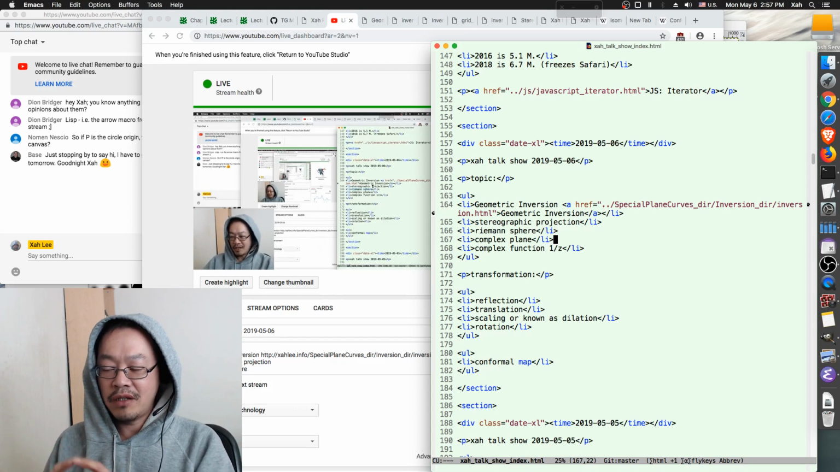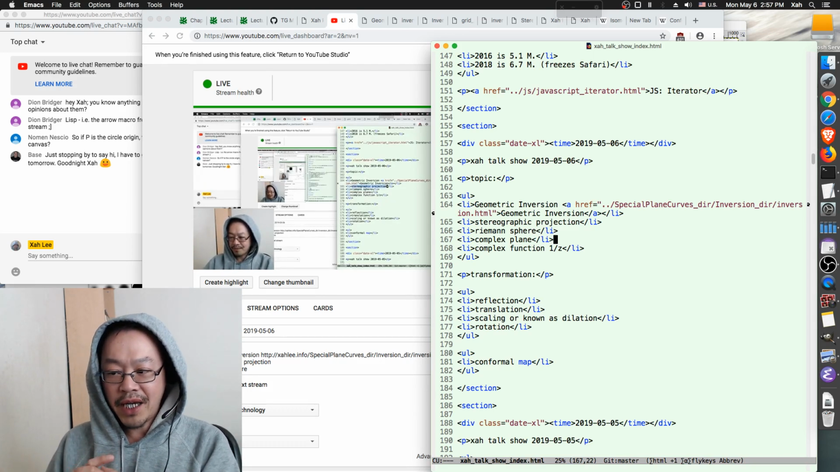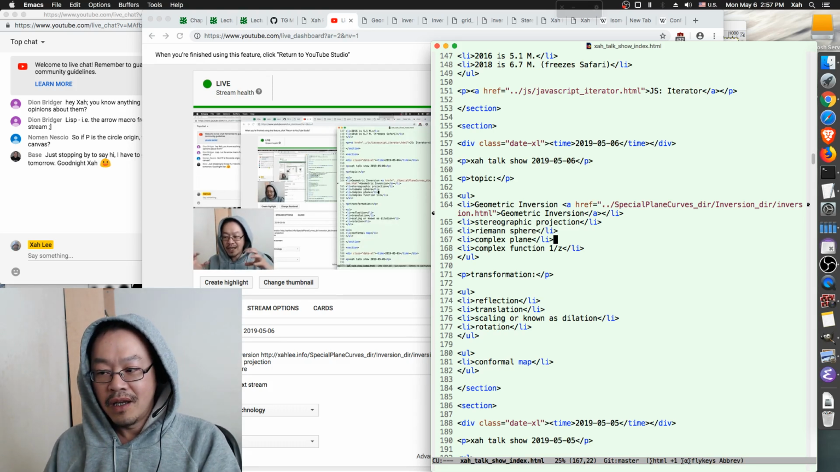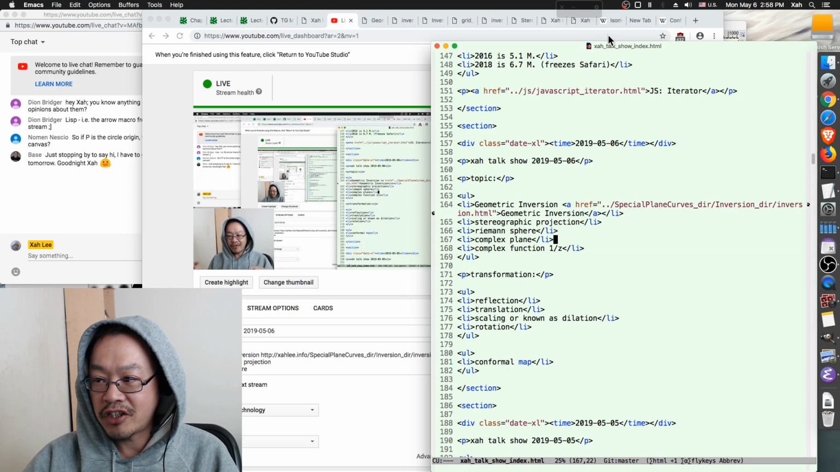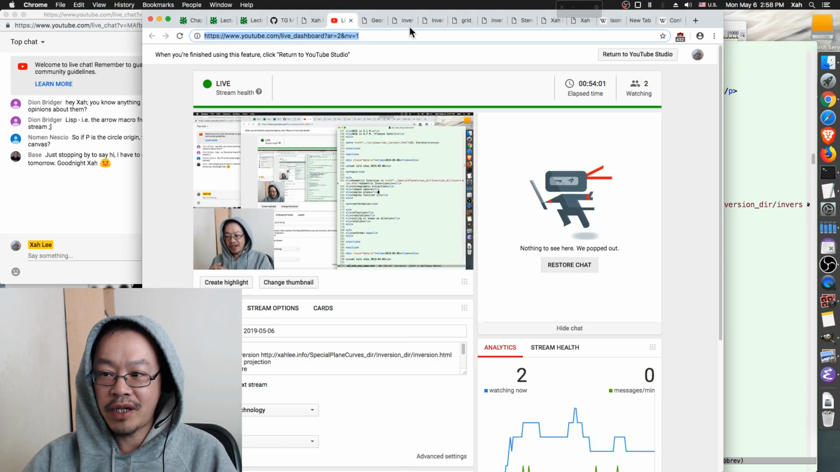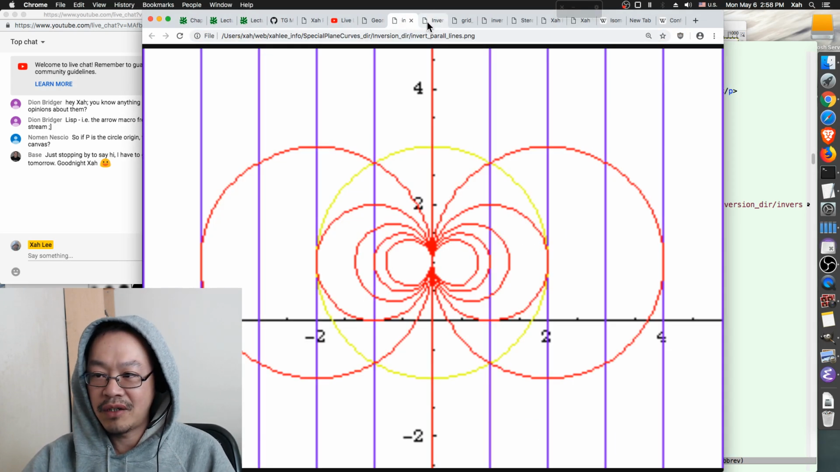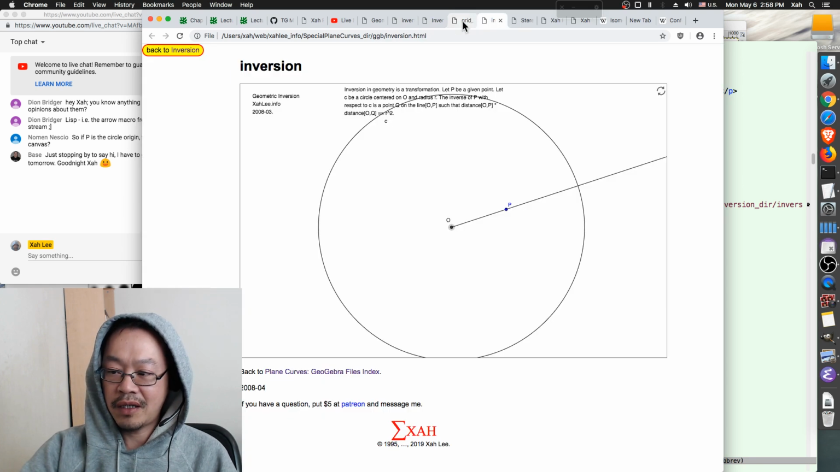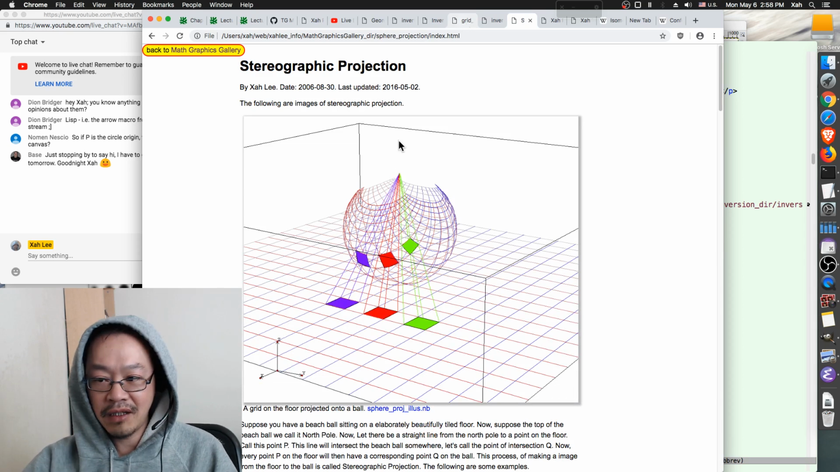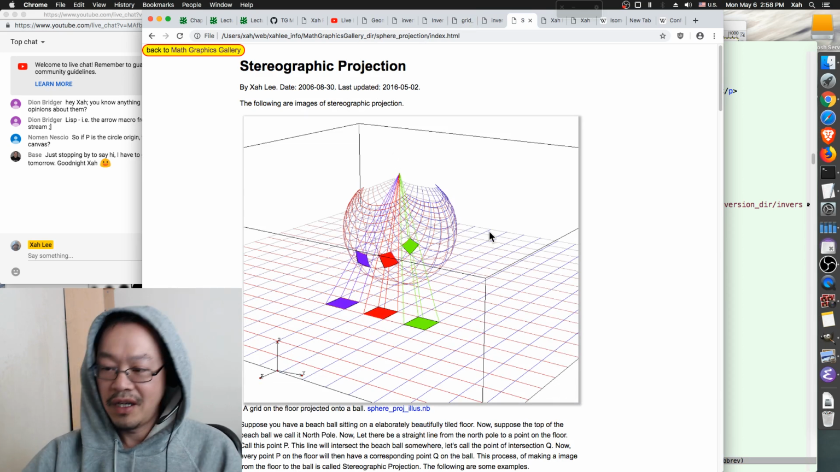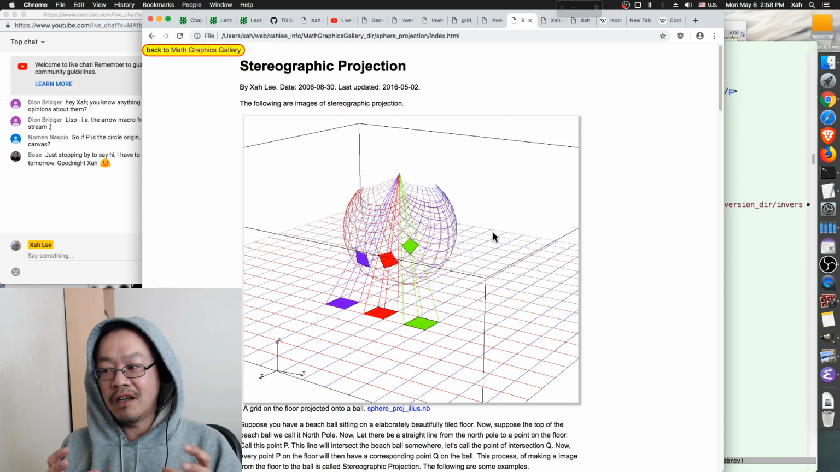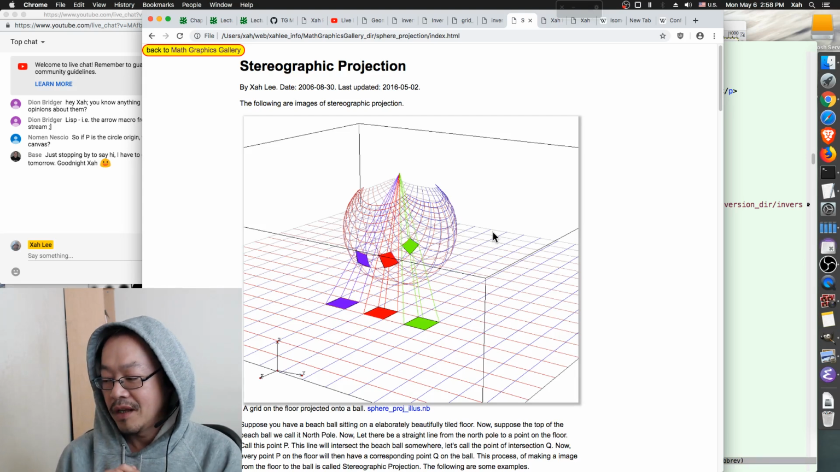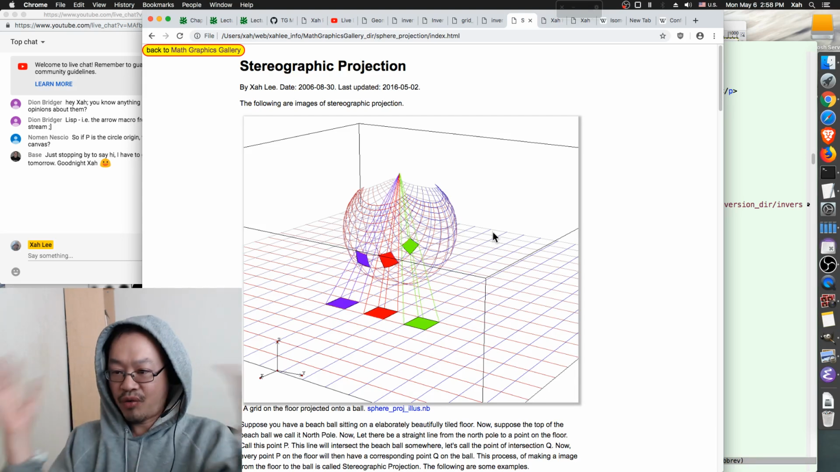Stereographic projection, Riemann sphere, complex plane, and the complex function 1 over z. Now, stereographic projection is actually just a geometric inversion in 3D. Okay, we're going to get over that. Let me show this. Yeah, this is stereographic projection. It is just a geometric inversion in 3 dimensional space.